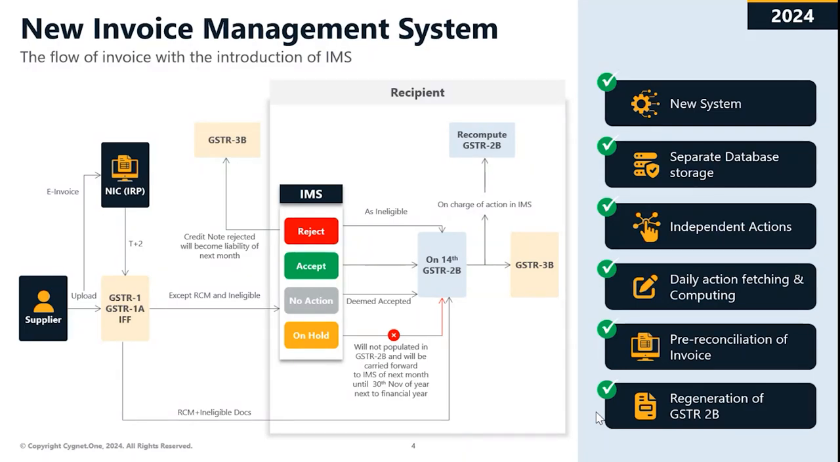Those have already been part of your 2B, and anything which you have not claimed, you ultimately would have reversed in 4B2, right? So in that case, you'll have to follow the same process that you're using currently. Okay, but will those invoices appear in the IMS module for claiming? No. Those documents will not be appearing. Only the documents which are from 1st of October will be part of your IMS.